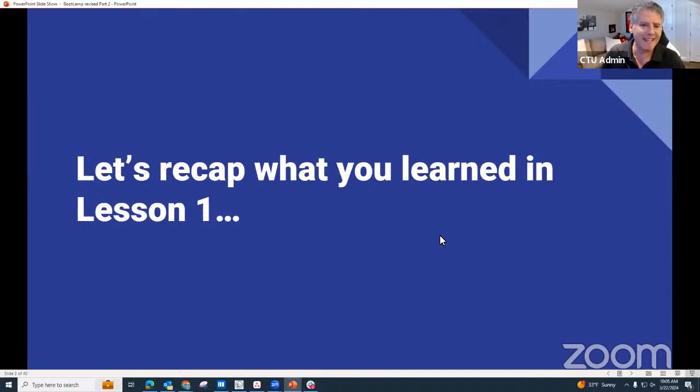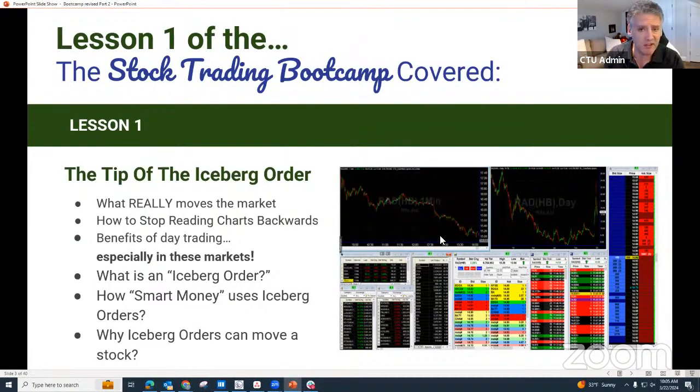So let's do a recap really quick on what we did on lesson one yesterday. Basically, we talked about the tips of icebergs, what makes an iceberg move. We had some really good examples about following the smart money, and I showed you a couple of level 3, level 4 examples.